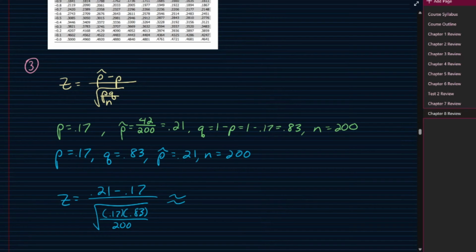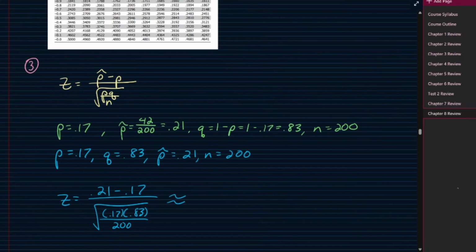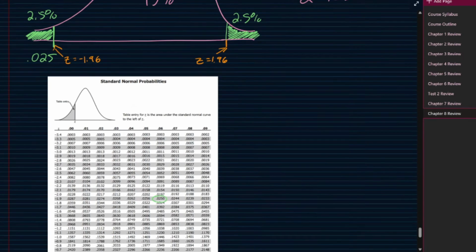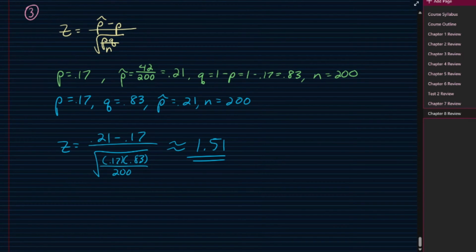So what do we get for our test value here? 0.17 times 0.83 divided by 200. And I'm getting approximately 1.51. It's our test value. And finally, we get an example where we're not going to reject.